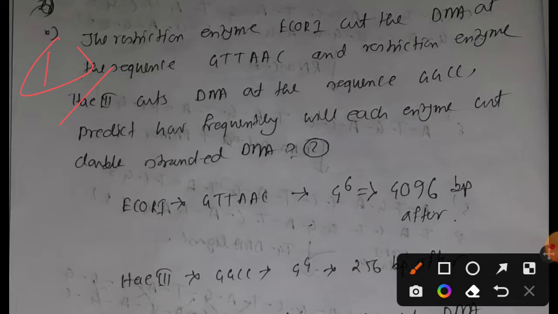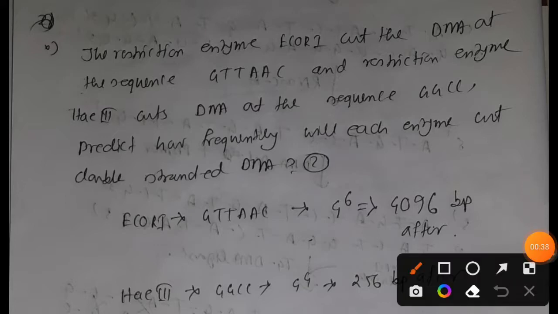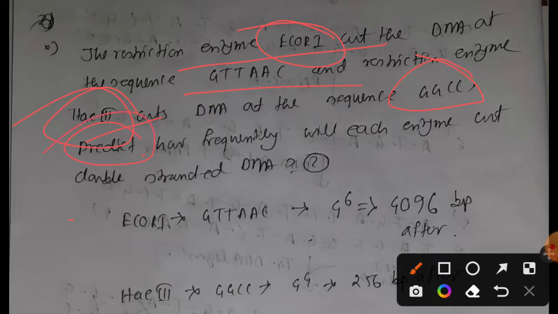Okay, so let's start. The first question for today is: the restriction enzyme EcoR1 cuts the DNA at the sequence GTT-AAC, and restriction enzyme HAE3, which is quite an unusual one, cuts DNA at the sequence GGCC. They ask us to predict how frequently each enzyme will cut the double-stranded DNA.